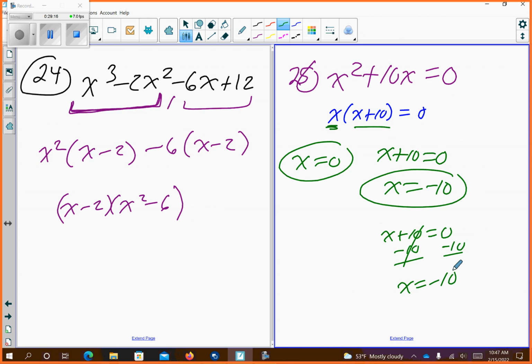But a lot of times you can look at it, if it's just x and a number. If it's x plus a number, put the opposite of that number, negative. If it's x minus a number, then you put the positive of the number. That's as simple as possible.